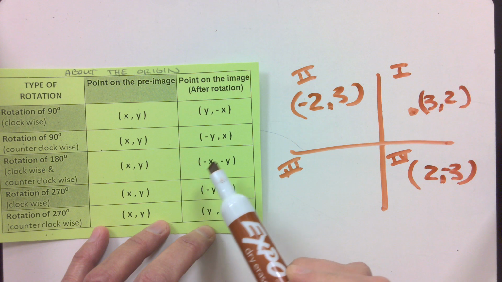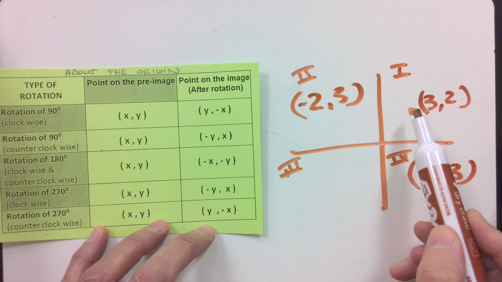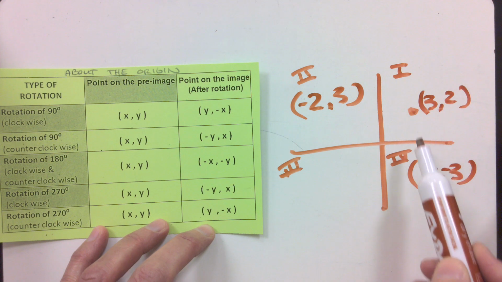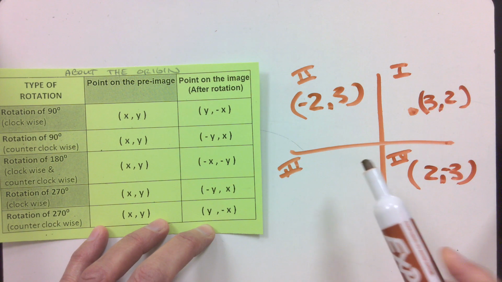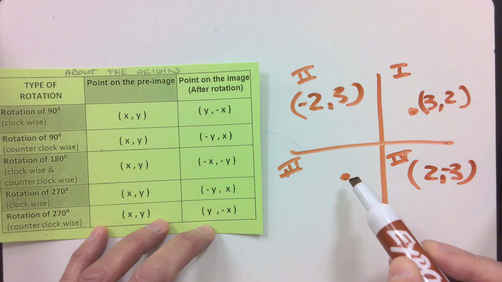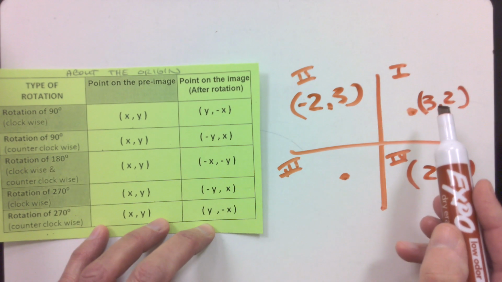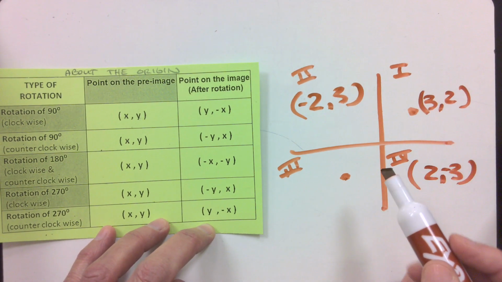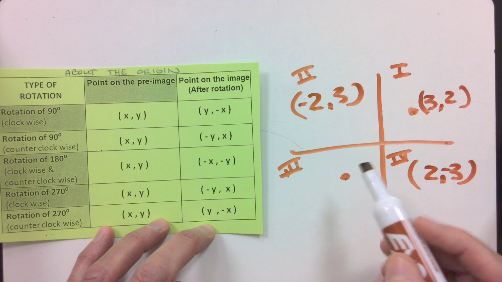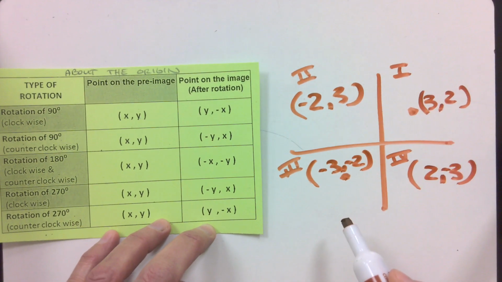Again, for the rotation of 180 degrees, clockwise or counterclockwise, if it starts here, it's always going to be in the quadrant diagonal from it. You can tell already that if I put my dot here, it's going to be negative, negative, which is exactly what happens. Now, the one thing to remember is that on rotations of 180, they don't switch places. So it just becomes -3, -2.